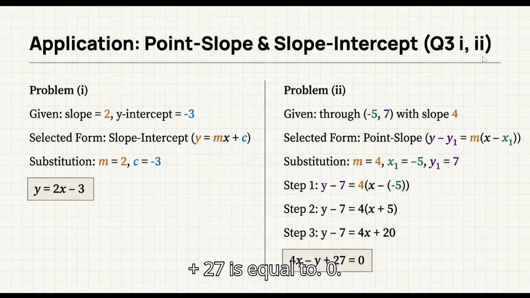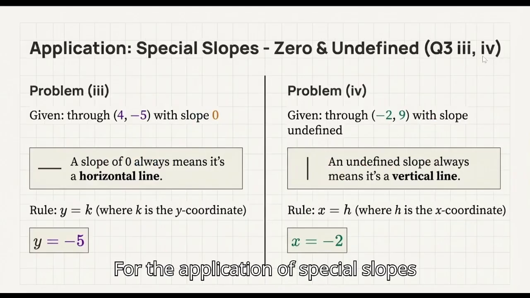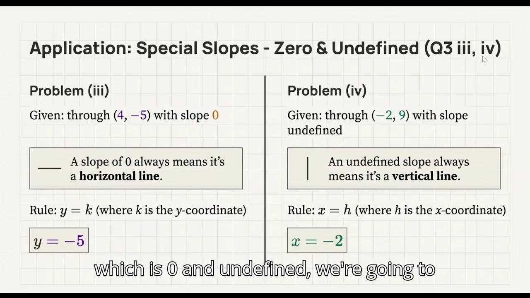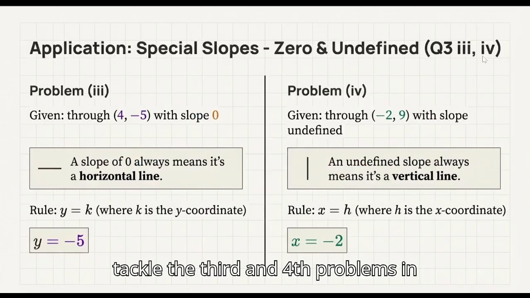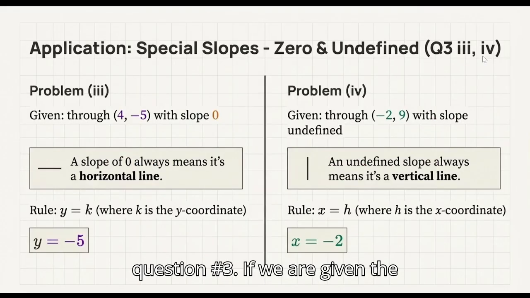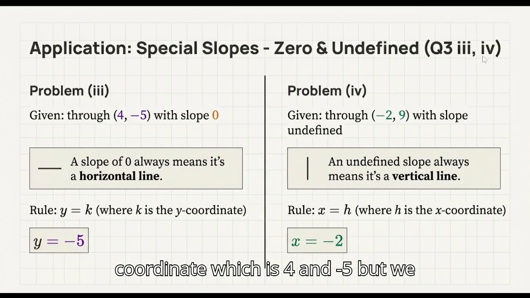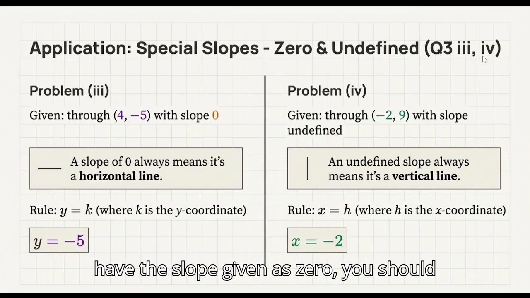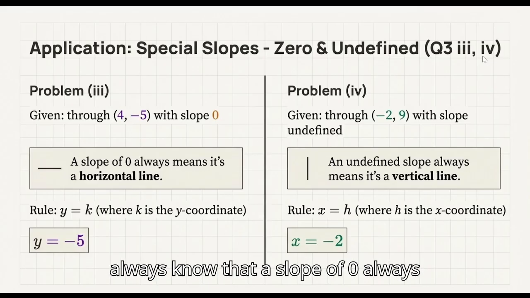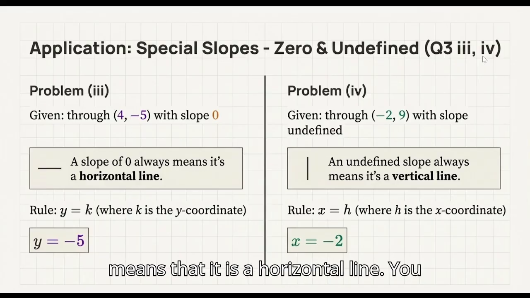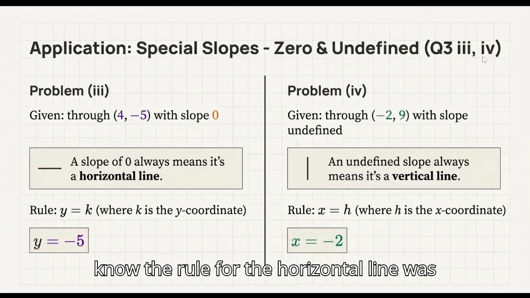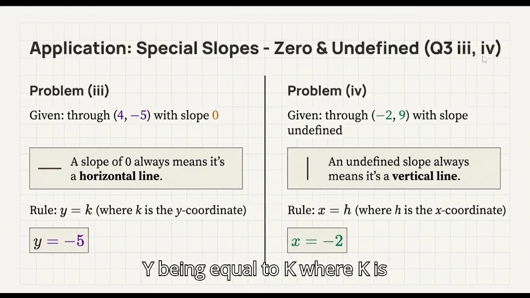= 0. For the application of special slopes, which is 0 and undefined, we are going to tackle the third and fourth problems in question number 3. If we are given the coordinate (4, -5), but we have the slope given as 0, you should always know that a slope of 0 always means that it is a horizontal line. So the rule for the horizontal line is y = k, where k is the y coordinate.